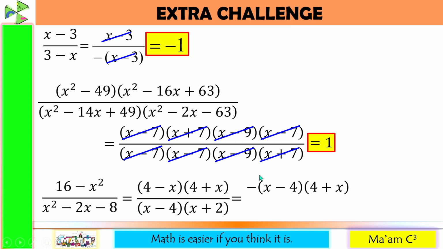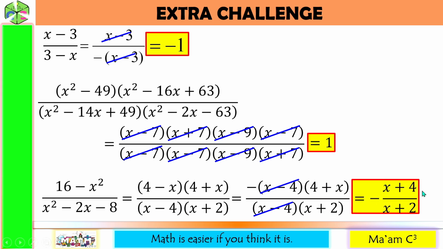So negative of quantity x minus 4, then I'll just copy 4 plus x. Quick check. Distribute. This will be negative x. It's correct. And this one is positive 4. It's correct. Copy the denominator. Now they are exactly the same, so let us cancel them. What is left is this negative and this polynomial here. So negative of x plus 4 all over x plus 2.